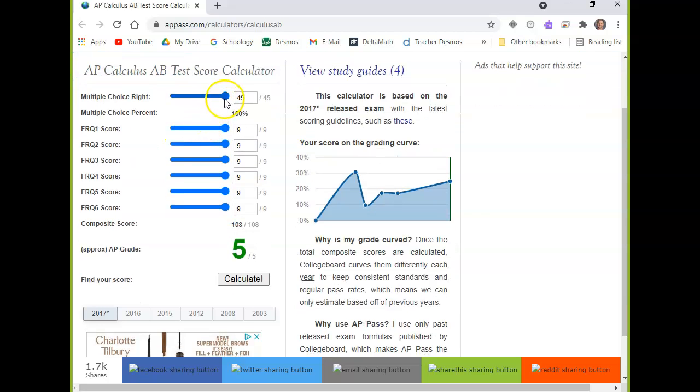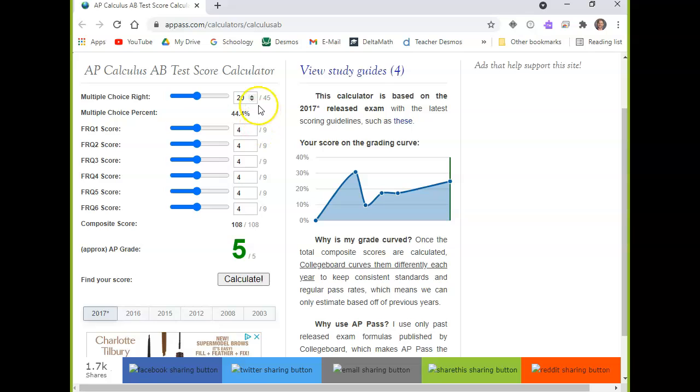What if I got, let's go, 20 out of 45. So I had about 45%, 44% accuracy on the multiple choice. And then I got 4s on all the free response questions. Now some free response questions, you might get a 0, and others you might get a 9. But let's just add average and 4.